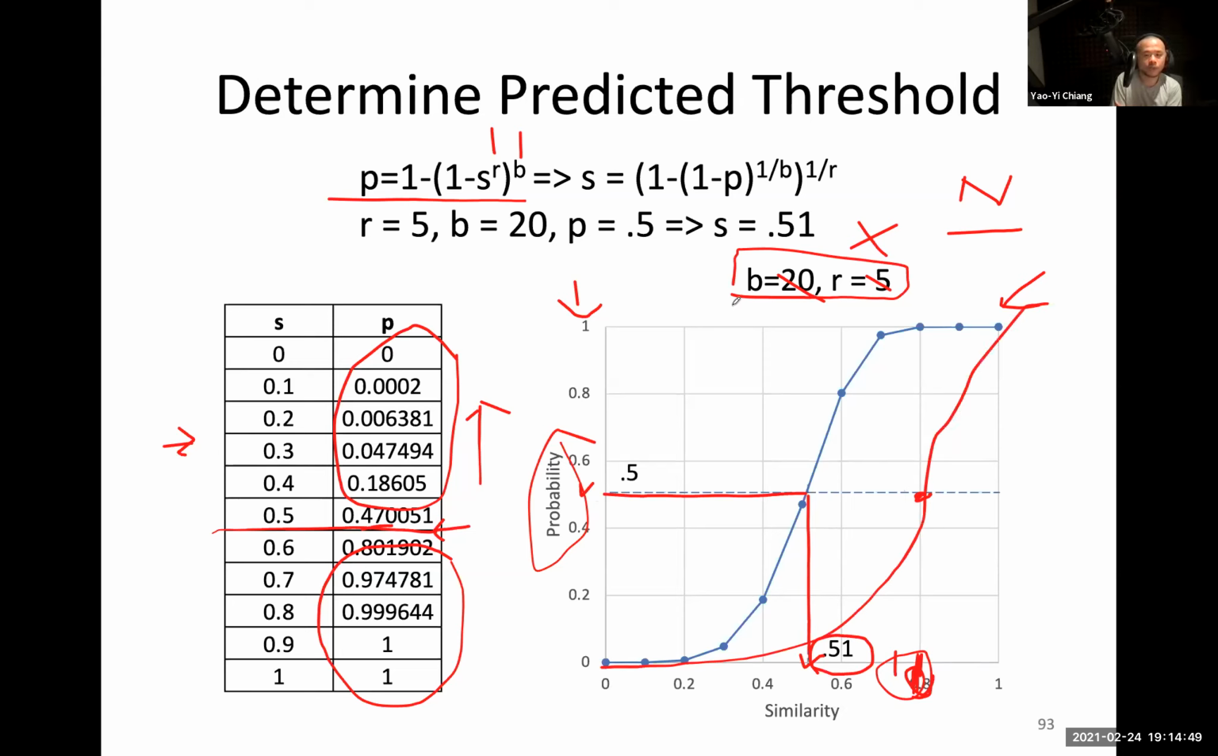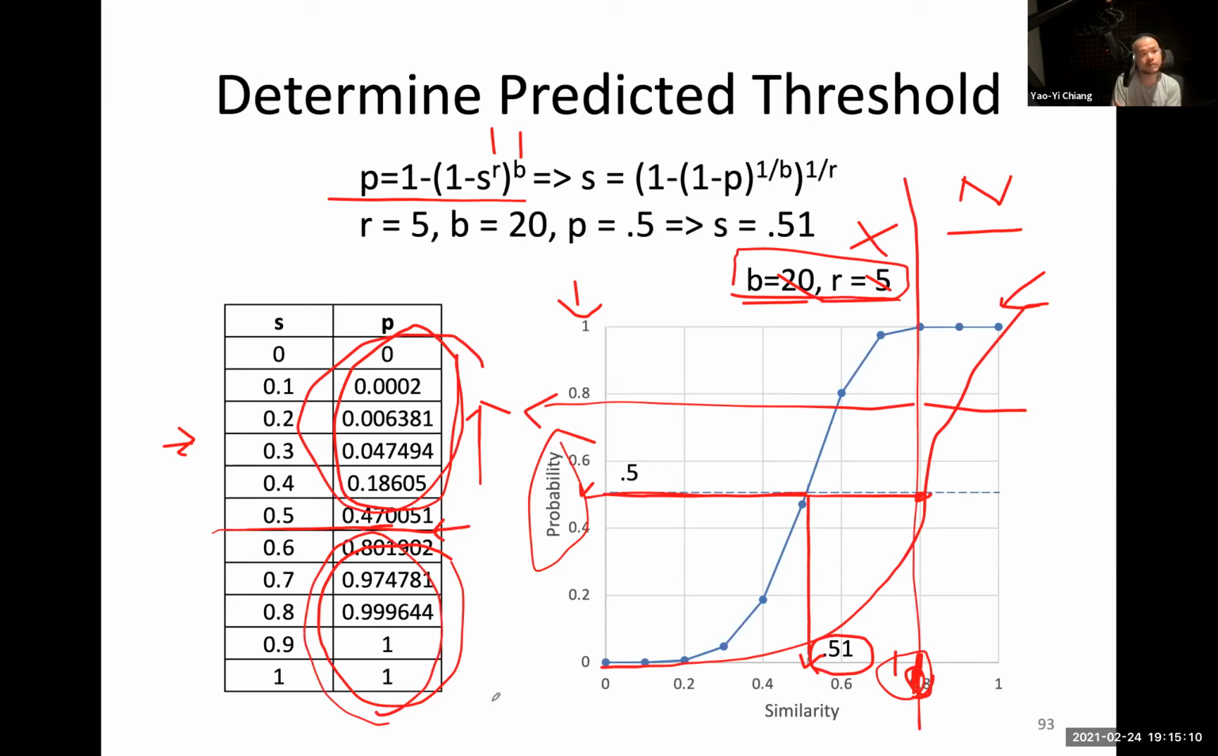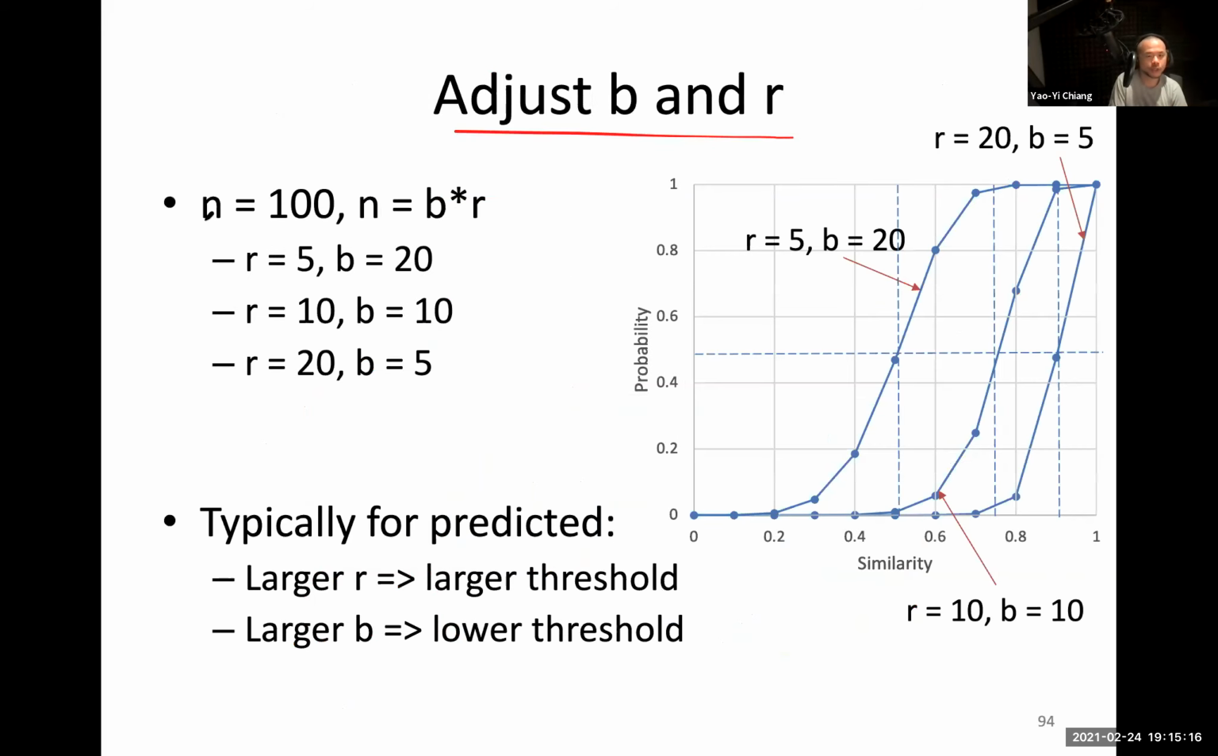And you can figure out what would be the good B and R that will have a predicted probability like this with your threshold here. And what does this mean? This means everything below here, similar to this, would have a low probability to become a candidate. Everything here, similar to this, will have high probability of becoming a candidate. So you can adjust this B and R to achieve your goal. And if your N, the length of your signature, is 100, R could be 5, B equal to 20, or different values. The only thing you have to follow is that N is always 100.